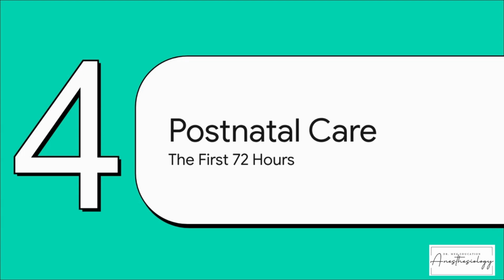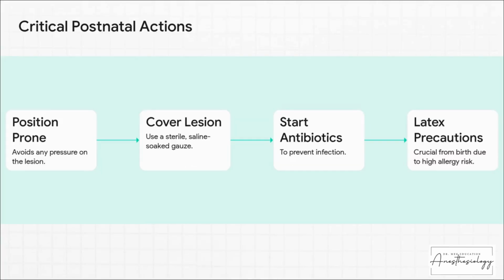So, we have the diagnosis, we understand the associated problems. Now let's shift our focus to what happens right after birth. Those first 72 hours are absolutely crucial. There are 4 actions that have to happen immediately. First, position the baby prone or lateral, no pressure on that lesion. Second, cover the lesion with sterile saline-soaked gauze. Third, get prophylactic antibiotics started. And fourth, and this is huge, institute latex precautions right from birth. The goal is to get to surgery within 72 hours.